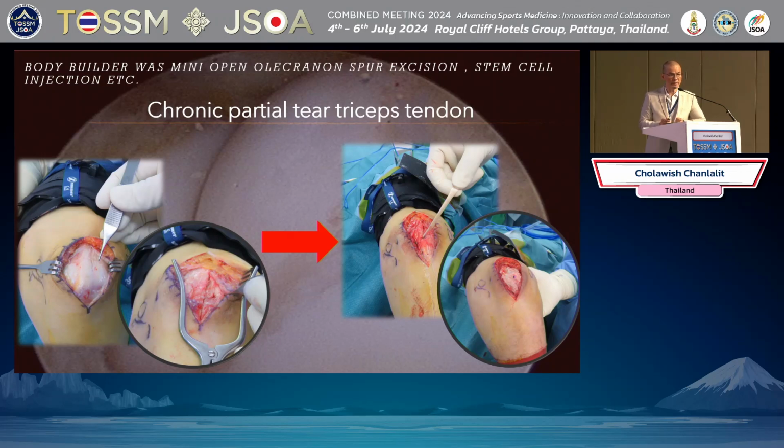After that, he still had the posterior elbow pain. It didn't work. One or two years later, he came back, and I found out that the triceps had already ruptured, and he also still had the posterolateral impingement. So I did the arthroscopy and corrected the posterolateral impingement, such as a PIGA, posterolateral olecranon osteophyte removal, and then did the triceps reconstruction.